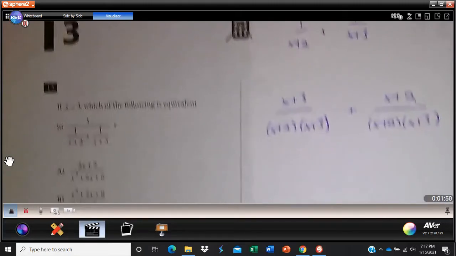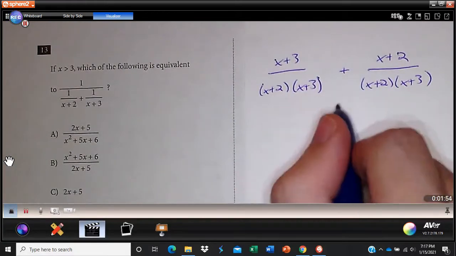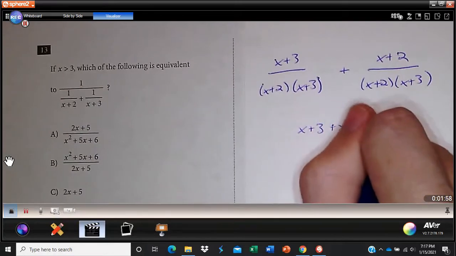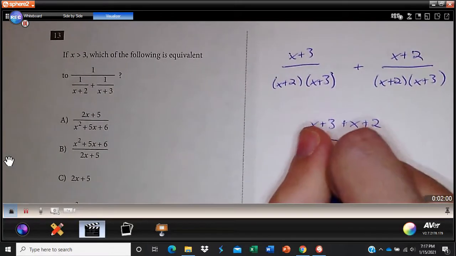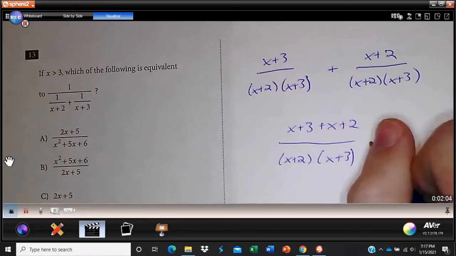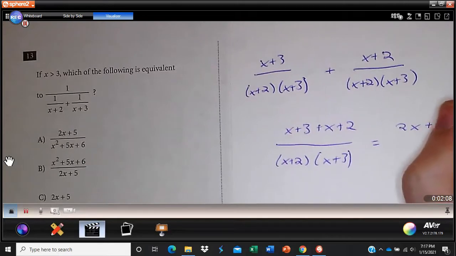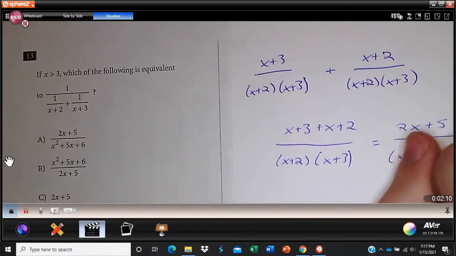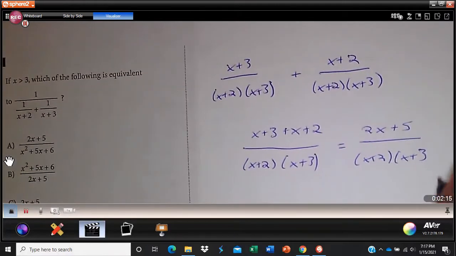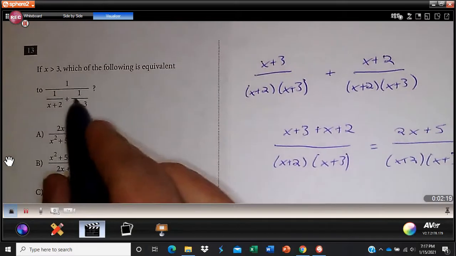So now that we've done that, we can put these together, because these are fractions with the same denominators. So we have x plus 3 plus x plus 2 over x plus 2 times x plus 3. Simplify a little bit, I suppose. We'll get 2x plus 5 over x plus 2 times x plus 3. Parentheses. Okay, so that's what's going to be on the bottom. So that's what this bottom part is.